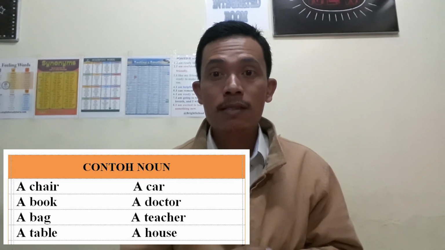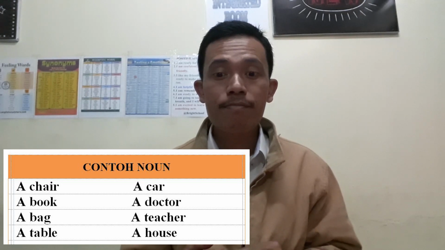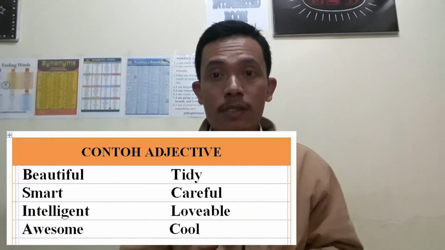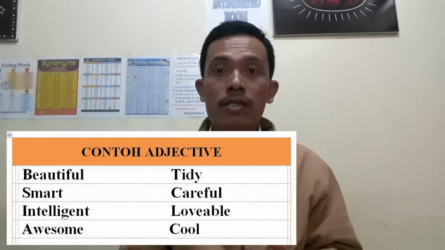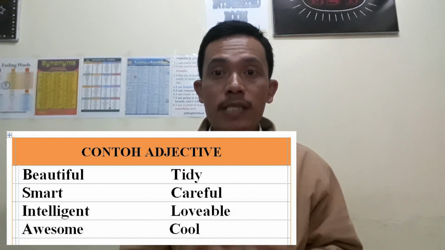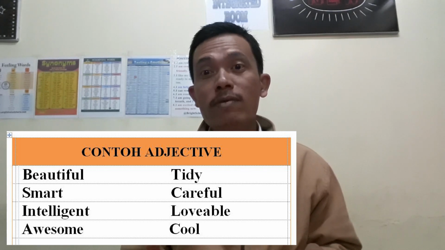Jadi contoh daripada noun itu seperti a chair, a book, a bag, a table, etc. And kinds of adjectives are beautiful, smart, intelligent, awesome, tidy, careful, lovable, and etc.